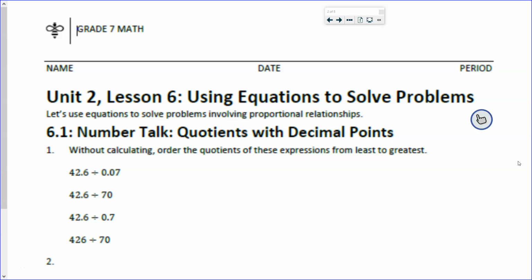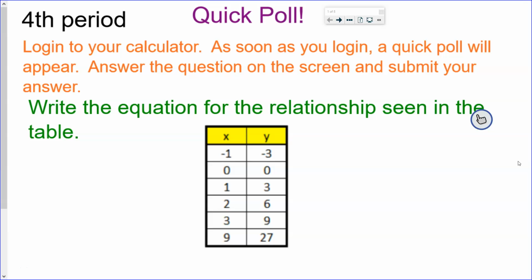Since this lesson is about using equations, we do need to practice writing equations. So this is your quick pull warm-up that you'll be entering into your calculators. We have a table. It says write the equation for the relationship seen in the table. You have a few more seconds to get this entered. Online students, please pause the video long enough to give yourself a chance to think about and write down what the equation should be.